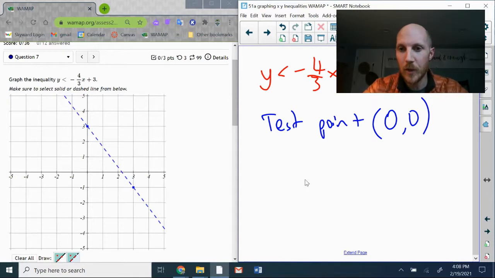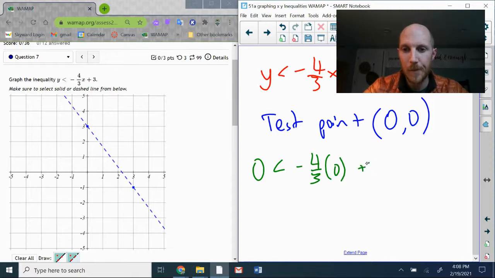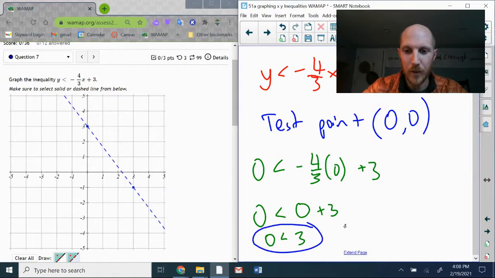So I'm going to put 0 in for x and 0 in for y. So that's going to be 0 is less than -4/3 multiplied by 0 plus 3. Do this multiplication first. So 0 is less than -4/3 times 0 is 0 plus 3. And then I can add 0 plus 3. And then I ask myself, is 0 less than 3?